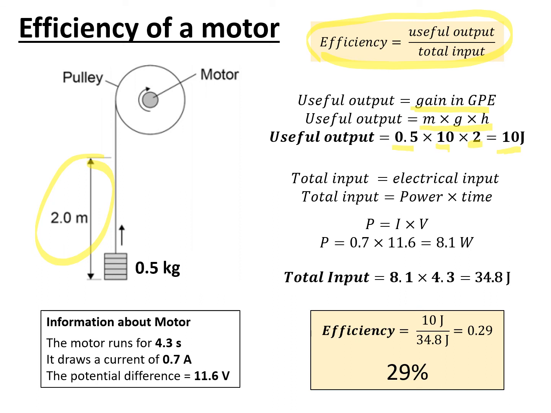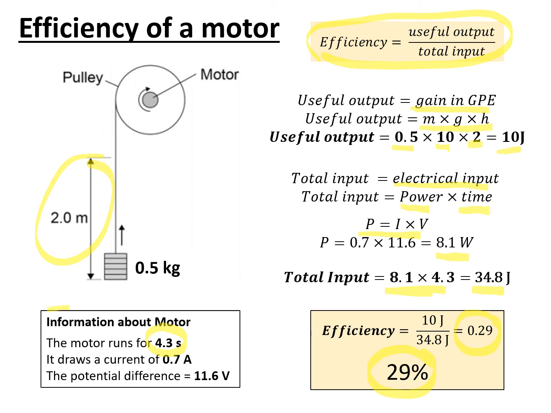The total input, well, that was electrical energy. So we're going to work out the power times the time. Electrical power is current times voltage. So we've got an 8.1 watt motor here. It was switched on for 4.3 seconds. So the input energy is 34.8. And if you go 10 divided by 34.8, you get 0.29. It's 29% efficient. Okay.